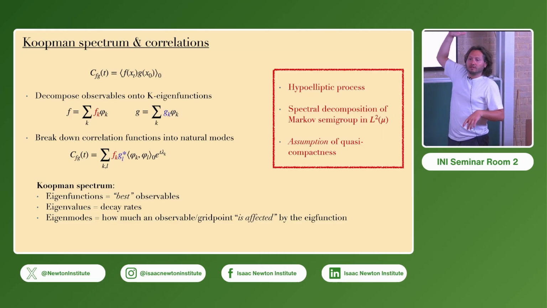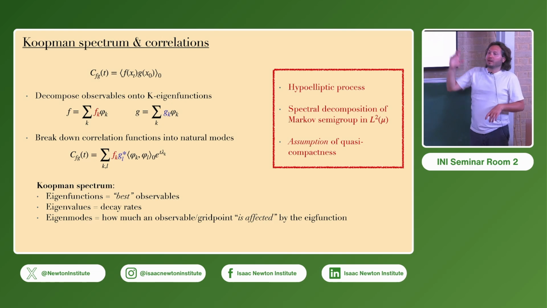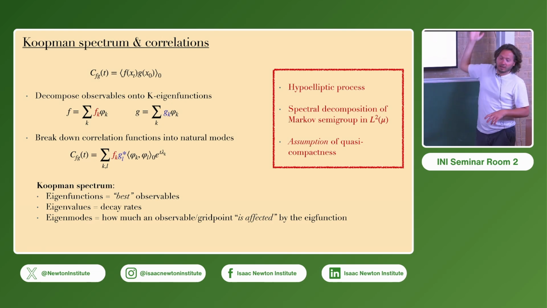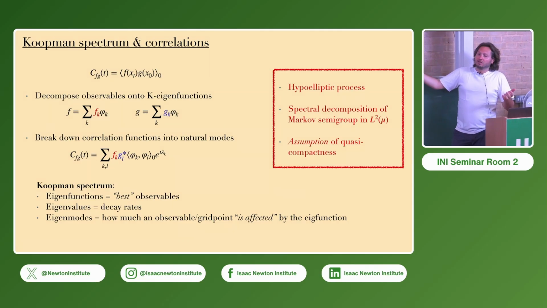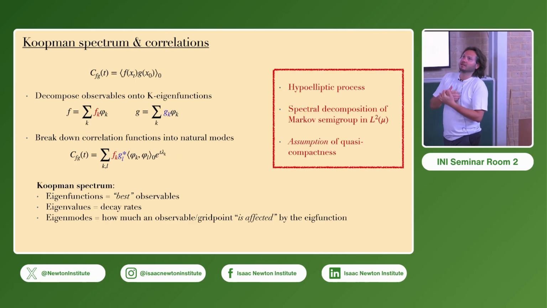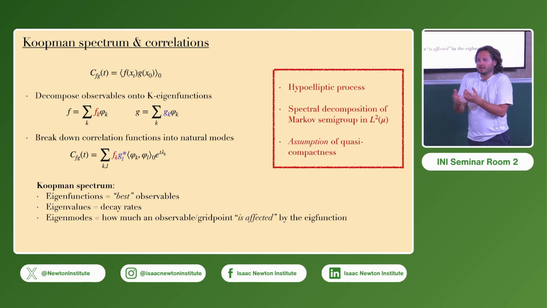To make it more mathematically rigorous, but I don't want to show the maths here, if you assume that the stochastic differential equations define a hyperelliptic process, then you can get these results by basically doing a spectral decomposition of this Markov semigroup in L2 with respect to the invariant measure of the system. And then you make an assumption of quasi-compactness that basically tells you that at long times, at least, the discrete eigenvalues are what counts here.